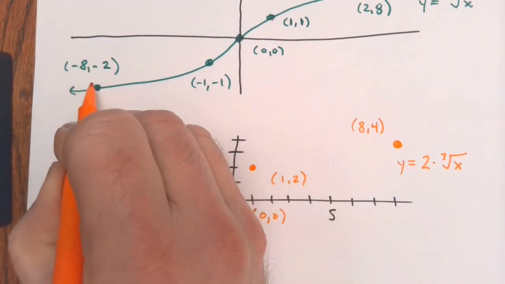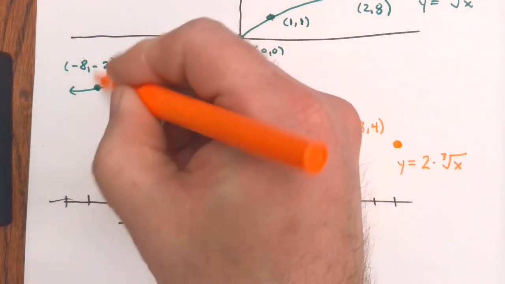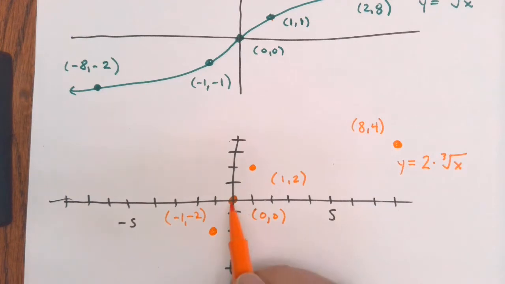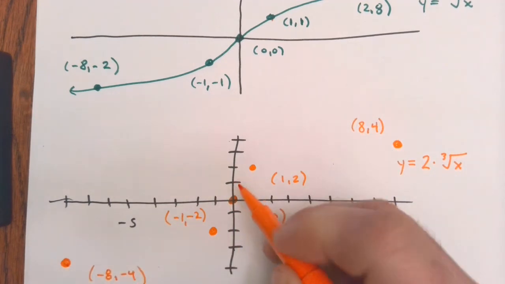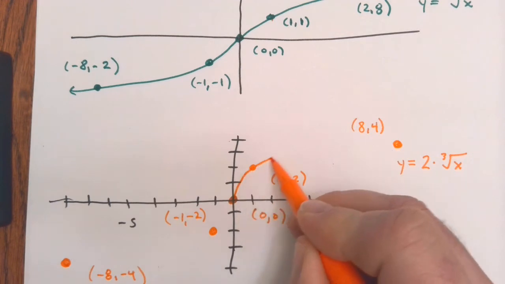And then we have this point here, -8, -2. That's 2 units below, and if I double that, that would be at -4. So at -8, -4, we would have another point. And then I want it to have kind of that cube root shape to it.